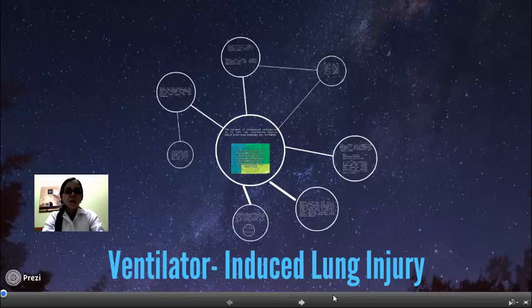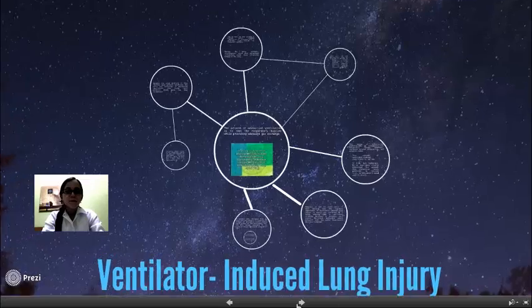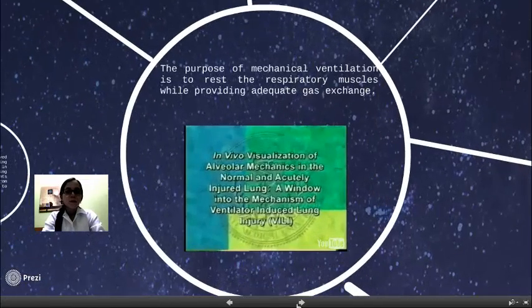Ventilator-induced lung injury. The purpose of mechanical ventilation is to rest the respiratory muscles while providing adequate gas exchange.